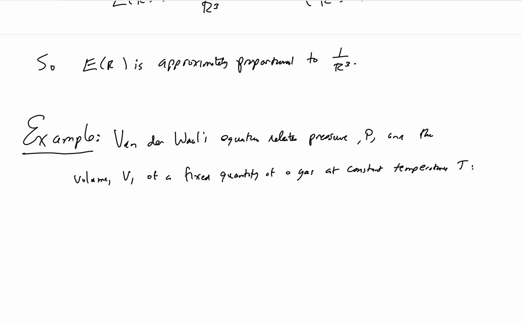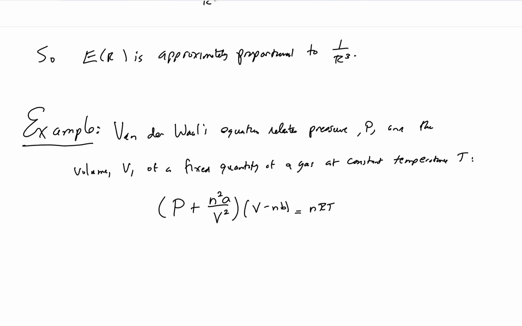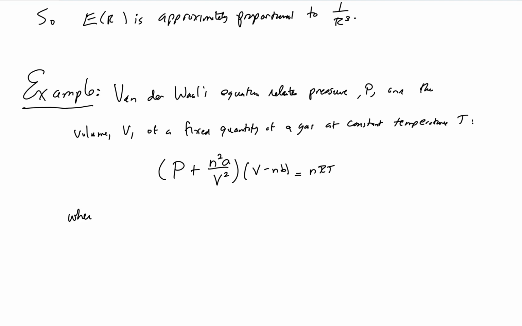Okay, so we have van der Waals equation relates the pressure P and the volume V of a fixed quantity of gas that's held at a constant temperature T. And the formula doing this is P plus n squared a over V squared times V minus nb is equal to nRT, where here a, b, n, and R are constants.